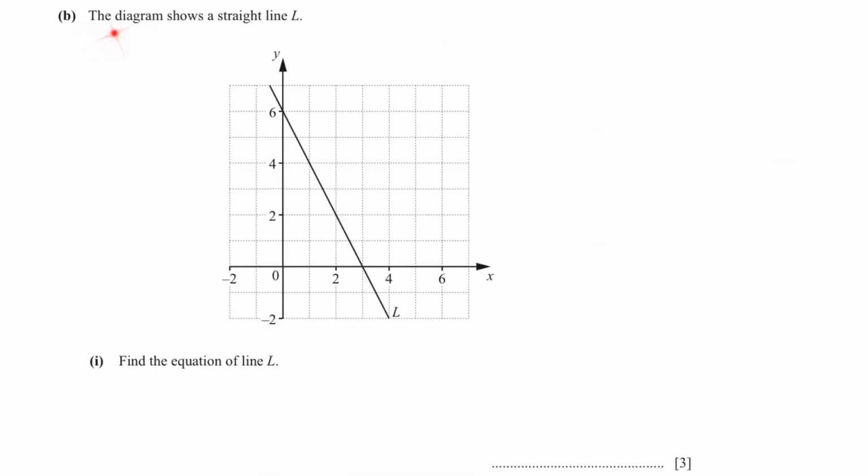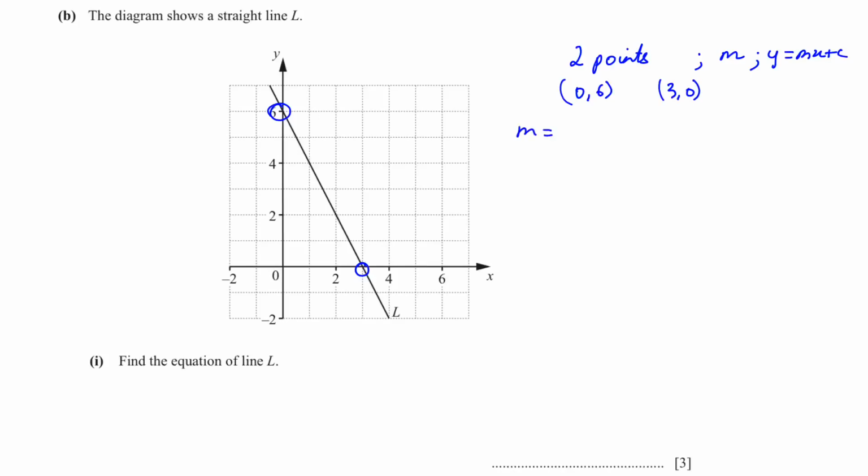Part B. The diagram shows a straight line. So a straight line has been given to us and we have to find the equation of line A. For finding the equation of line A, we need 2 points. So we need 2 points, we need the gradient, and then we have to write it in the form y is equal to mx plus c and find c. Always try to choose a point on the y-axis and the x-axis as it becomes easier to solve. So I'm choosing 0, 6 and 3, 0.